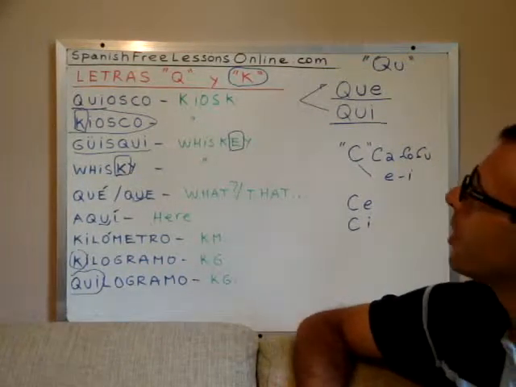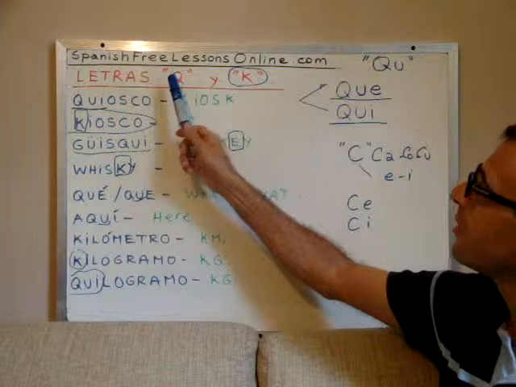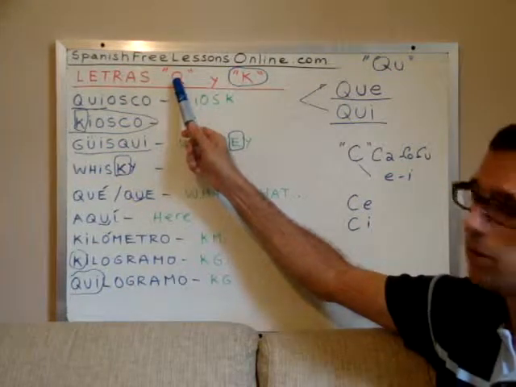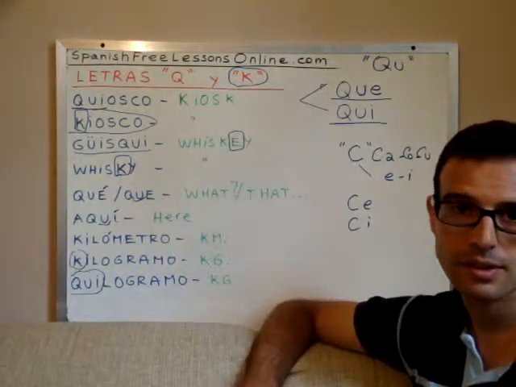Okay, so I hope that now it's clear how and when to use the Q and the K or the C, right?